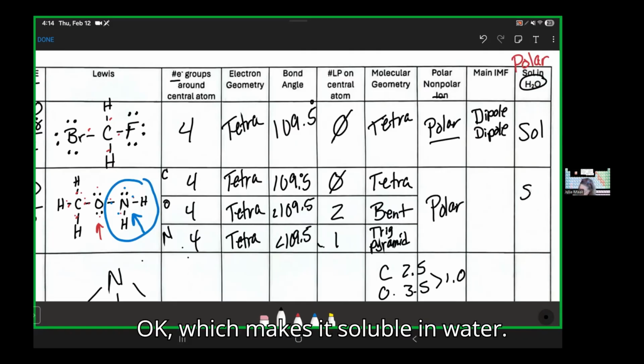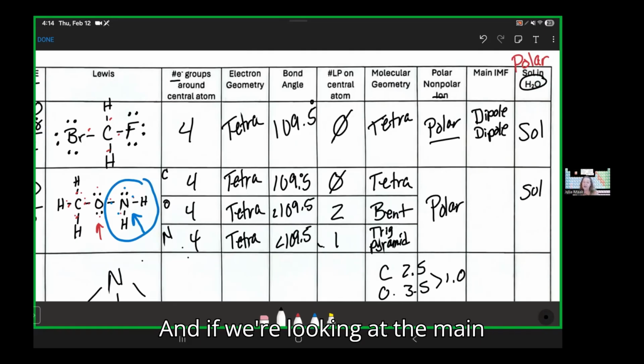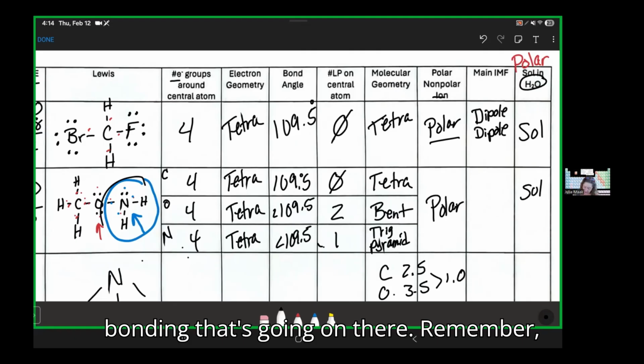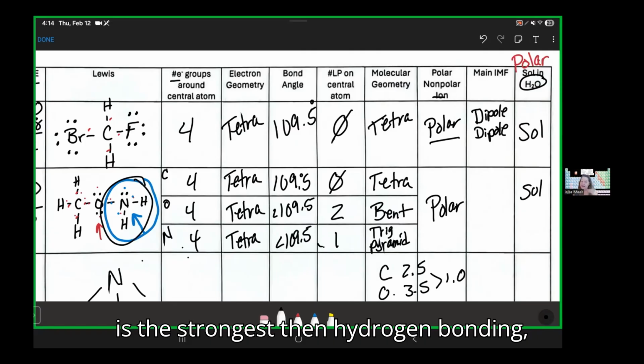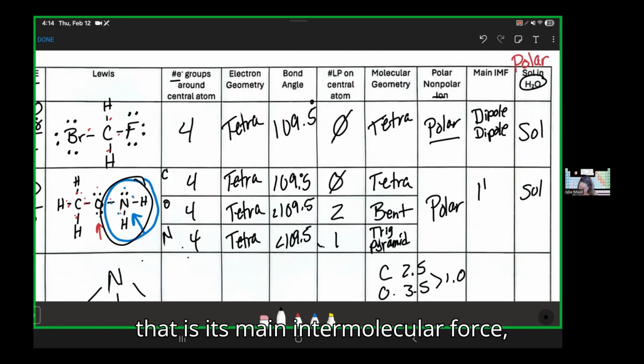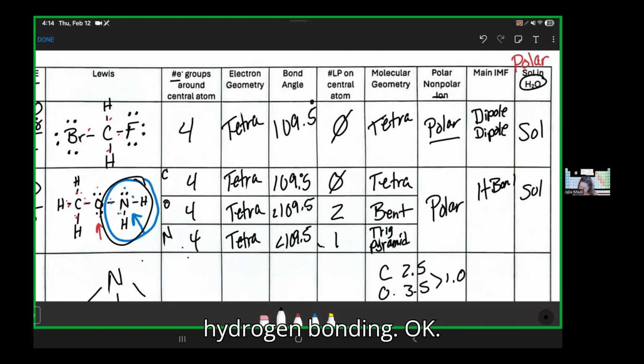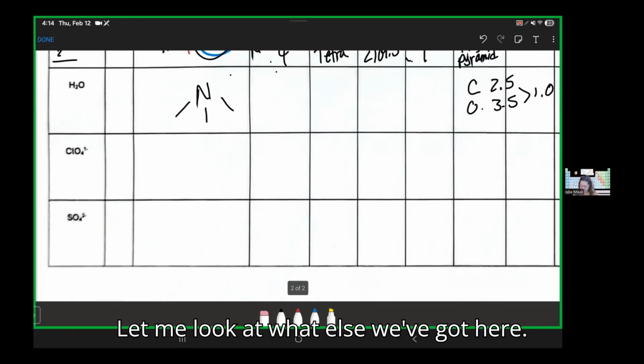Which makes it soluble in water. And if we're looking at the main intermolecular force, it's that hydrogen bonding that's going on there. Remember, if we're looking at the strength, ionic is the strongest, then hydrogen bonding. That is its main intermolecular force, hydrogen bonding. Let me look at what else we've got here.